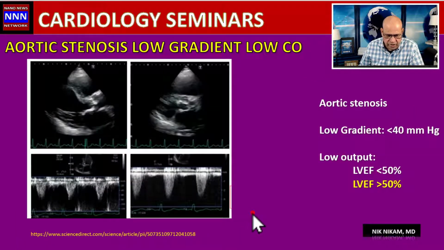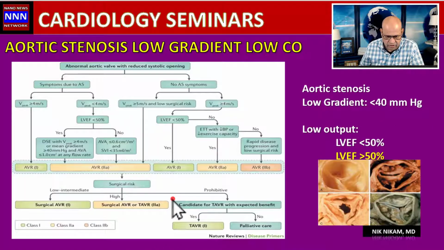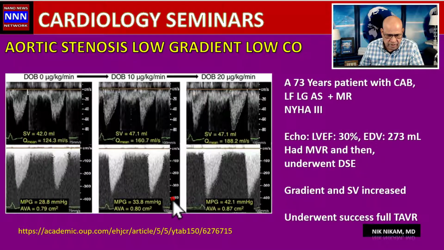Here is an echocardiogram showing a lot of heavy calcification, reduced wall motion, doming of the leaflets with gradient across the aortic valve. This is the same thing, but you can look at it. And here is a case report of a 73-year-old patient with coronary artery bypass surgery, low flow, low gradient aortic stenosis, who also had mitral regurgitation and New York Heart Association class 3. The patient underwent mitral valve repair and then underwent dobutamine stress echocardiography to determine the degree of aortic stenosis.